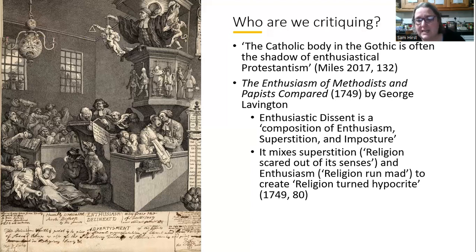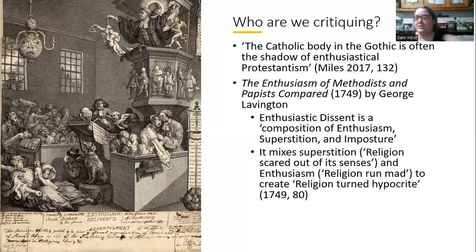It's worth noting here that he's using enthusiasm, superstition, and imposture to refer to types of religious activity. We often think about the Gothic and presume that superstition is code for Catholicism, and it is often Catholic coded, but it is not restricted to Catholicism, and you'll see it used quite widely in the 18th century to refer to a type of practice that is associated with the Catholic Church, but far from exclusively.